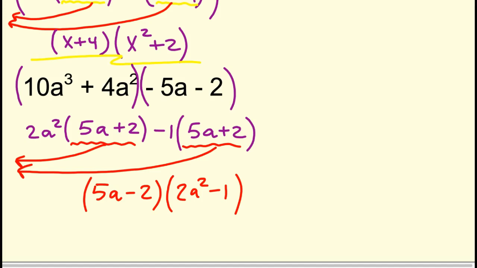Like that. 2a squared minus 1, not the difference of squares or anything crazy, so I just ka-chow. That's done. Fully factored.